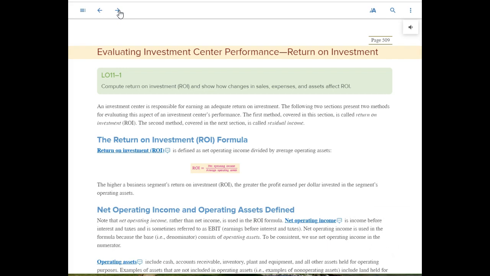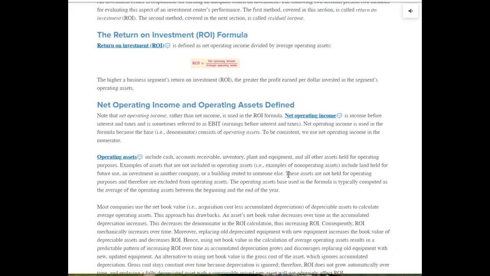If we are going to have a decentralized organization and let managers make decisions, then we'll need to find a way to evaluate the performance of those managers. One way to do this in the investment center is to compute something called return on investment. We have several formulas on this page, and hopefully you remember these from your first accounting course. Now, return on investment, as you can see, is net operating income divided by average operating assets. What kind of return are you generating based on the assets you have invested in that business or that area of the business? Let's define, though, those two terms.